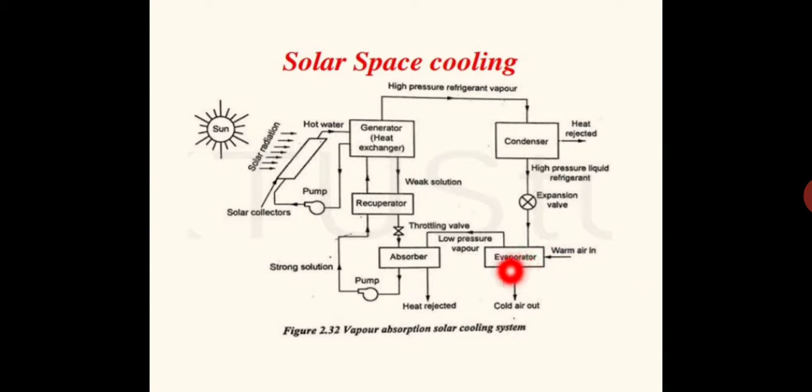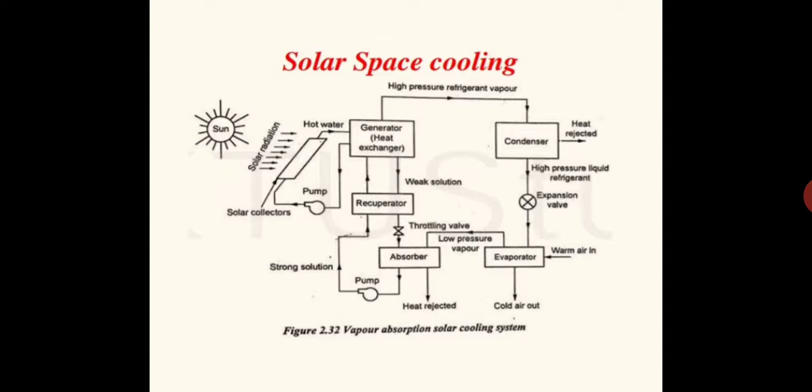Once it absorbs the heat, the refrigerant will be coming to the vapor state. A low pressure vapor refrigerant will be then passed on to the absorber. Within the absorber, it is again mixing with the absorbent to become strong solution. Strong solution is passed to the heat generator. This cycle is continuously happening. So this is the basic working of the solar space cooling system using vapor absorption system.